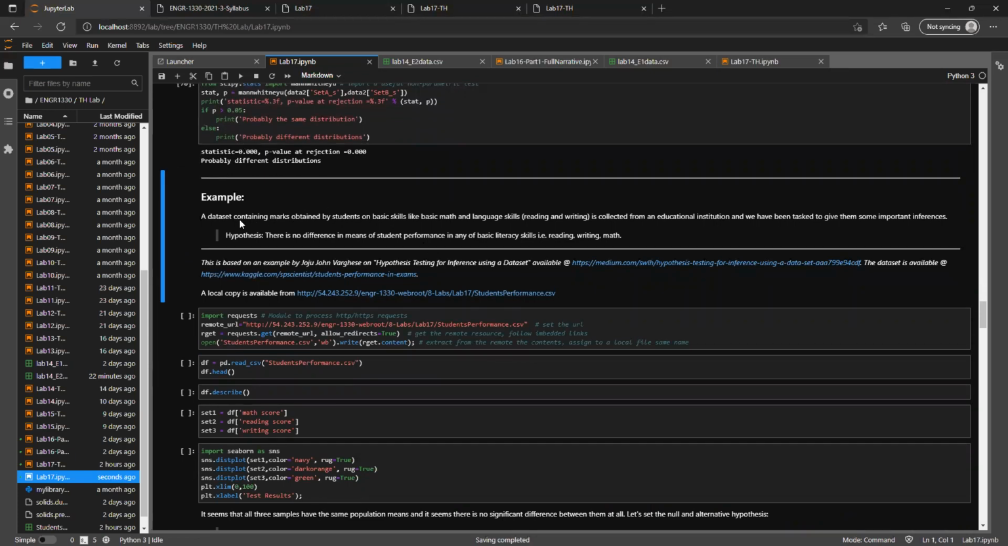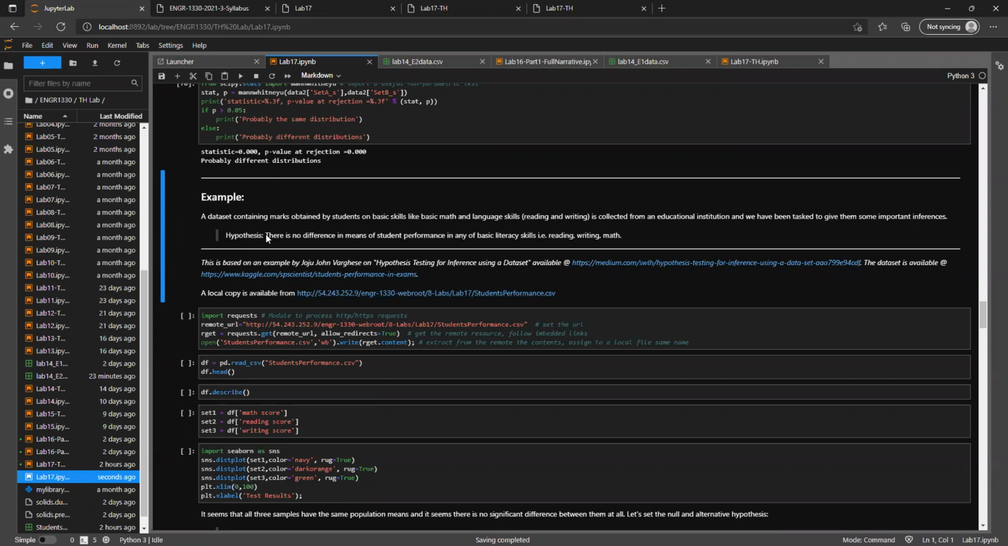So we've got a data set containing marks obtained by students on basic skills like math and language skills. It's collected from an educational institution. We've been tasked to give them some important inferences. Now, right off the bat, this is one of the examples when you study the normal distribution. Grades on tests are almost always normal, but we don't know that for sure.